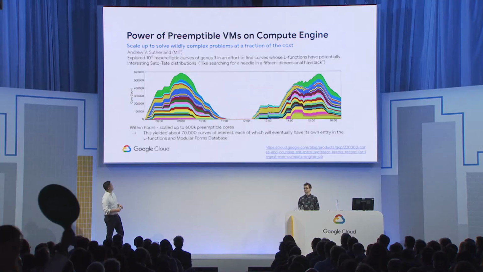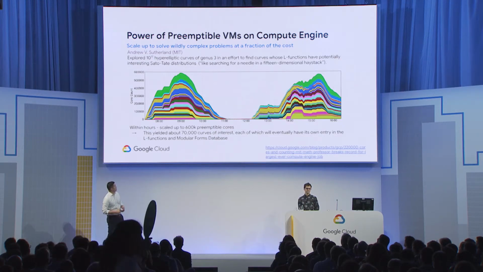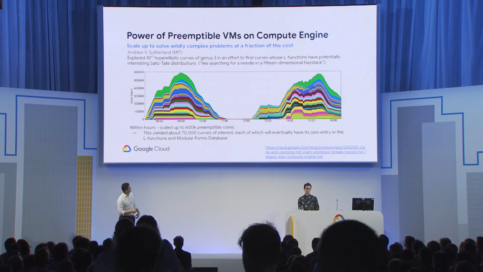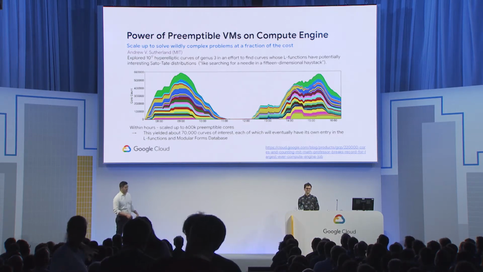And so let's get into the implementation of this. The way that you would create a preemptable VM is all you have to do is call the exact same gcloud compute instances create, specify the machine type, the zone, and at the end of it, you just slap on the --preemptible flag. To drill into a real-world example of preemptables and how it's used, Andrew V. Sutherland, he was a researcher, I think this is about a year ago, and I'll actually have to read this. He explored 10 to the 17th hyperelliptic curves of genus 3 in an effort to find out curves whose L-functions have potential interesting Sato-Tate distributions.